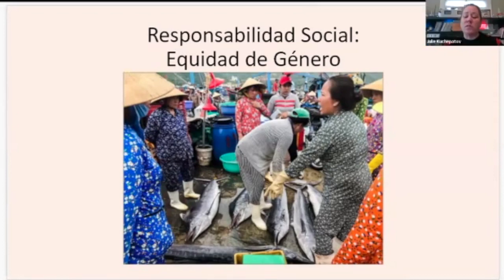Women are found mostly in pre- and post-harvest areas of seafood supply chains.